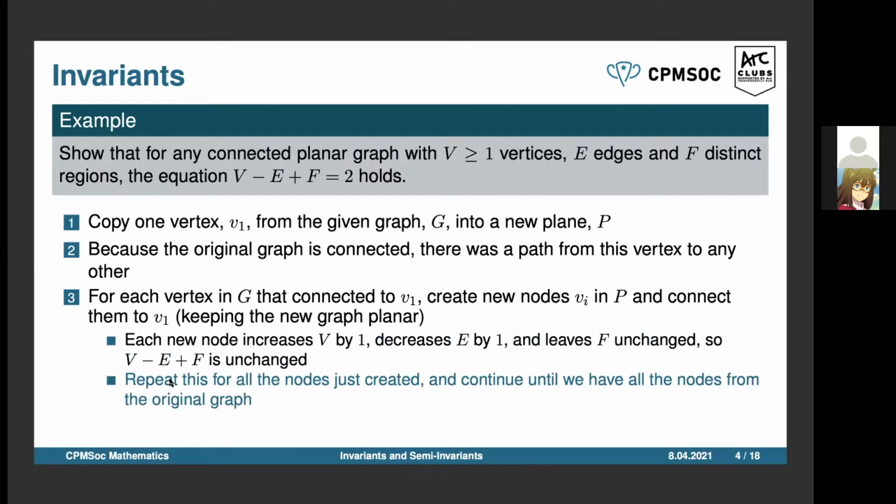So we can get all the nodes in the original graph using this, but we can't necessarily get all the edges. One technical detail here is that all the edges that you use to create these new nodes in the copy have to be valid edges in the original graph. And we're still able to get all the nodes because the original graph is connected. In fact, if it's not connected, this equation is not actually invariant.